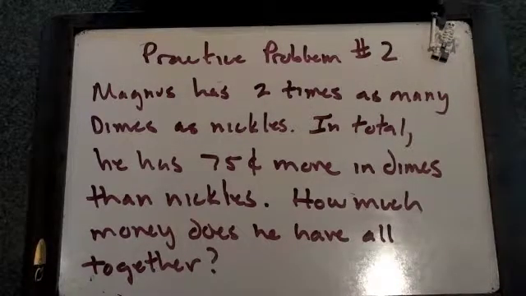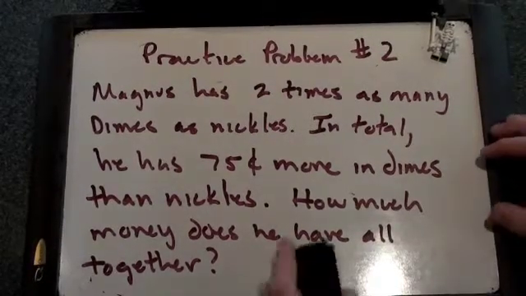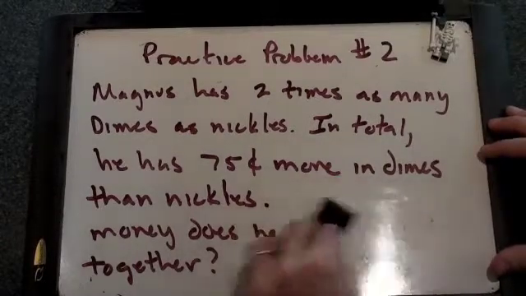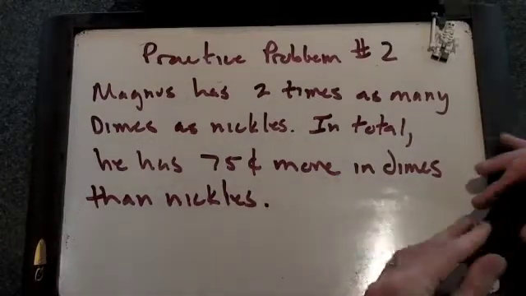In total, he has 75 cents more in dimes than nickels. So how much money does he have? Okay. Now, what don't we know here? We don't know how many dimes or nickels he has. Okay, so what should we call the nickels? Let's call the nickels x and the dimes y. We're trying to figure out how much money he has.